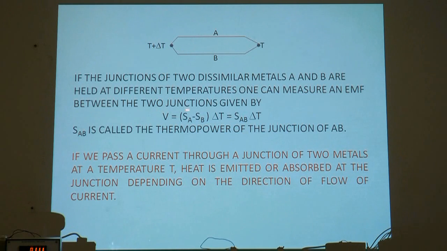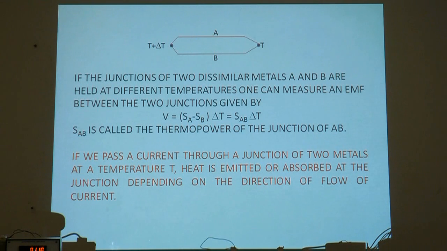This voltage will be equal to the Seebeck coefficient of A minus the Seebeck coefficient of B, into delta T, that is S_AB into delta T. S_AB is called the thermopower of the thermocouple made of A and B.